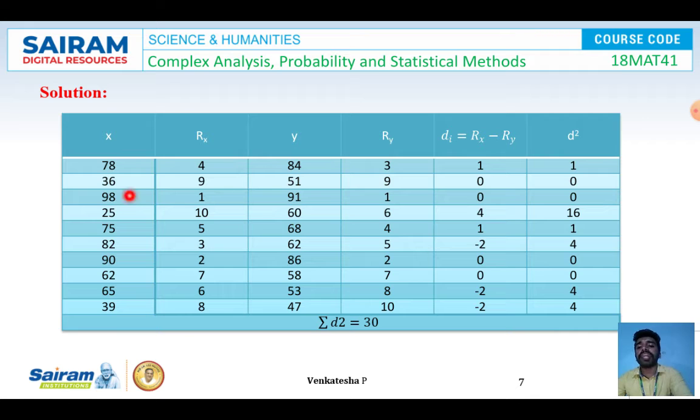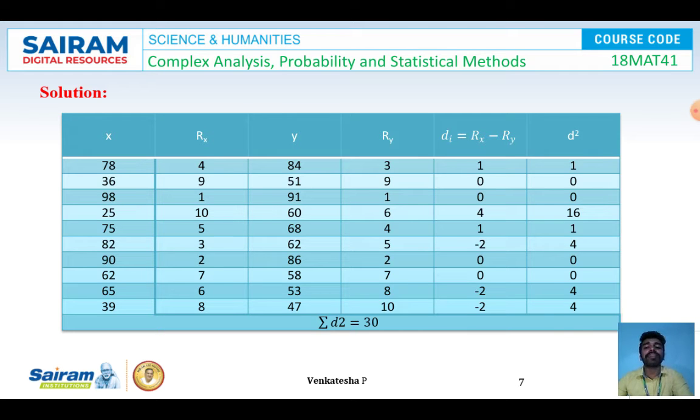So I am assigning 98 as rank 1, 90 as rank 2, 82 as rank 3, 78 as rank 4, 75 as rank 5, 65 as rank 6, 62 as rank 7, 39 as rank 8, 36 as rank 9 and 25 as rank 10. Similarly, same thing here also. I am assigning rank 1 for 91, rank 2 for 86, rank 3 for 84, rank 4 for 68, rank 5 for 62, rank 6 for 60, rank 7 for 58, rank 8 for 53, rank 9 for 51 and rank 10 for 47.